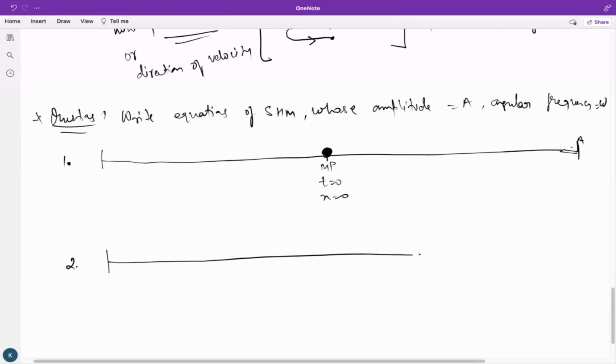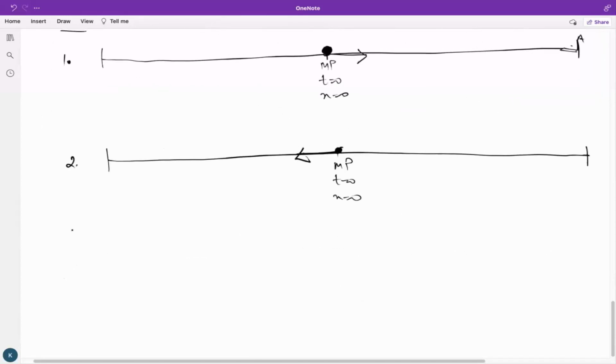In the second, it's something like this. And this time is obviously the mean position. t is equal to 0, x is equal to 0. And at that time, let me draw, it's in this direction. Our particle is at the same place, but this time the velocity direction is in the opposite direction.